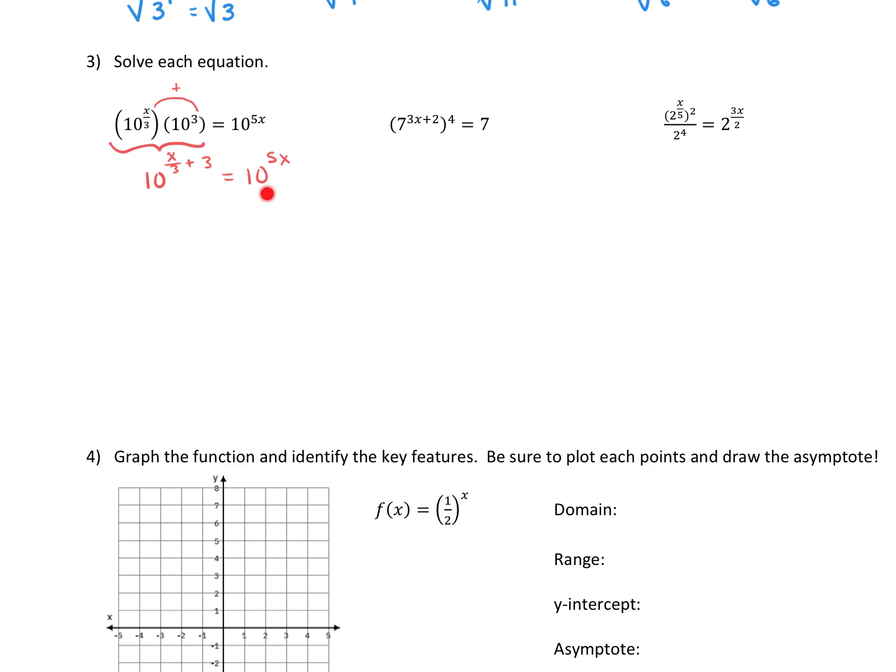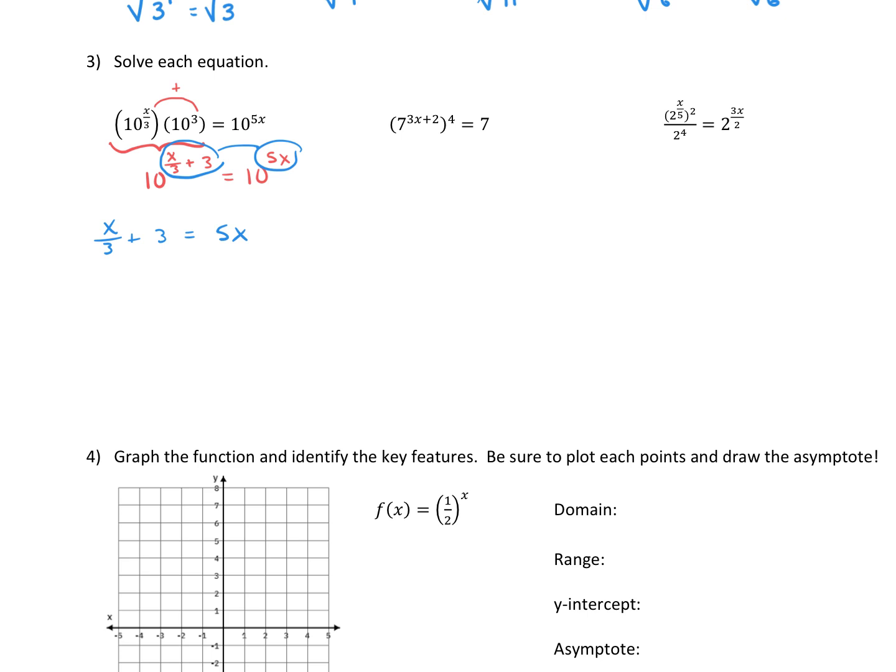So if the bases are the same, what that means is that these exponents must also be the same. So what we do is we write a new equation where we set those equal to each other. And now we have an equation where we are able to solve for x. It's no longer an exponent. We can actually get to it and do our solving.